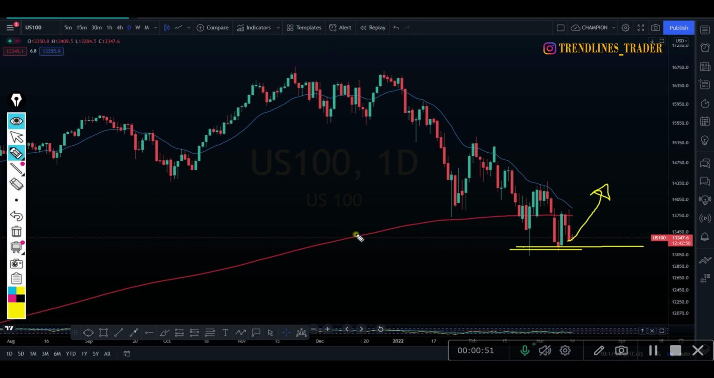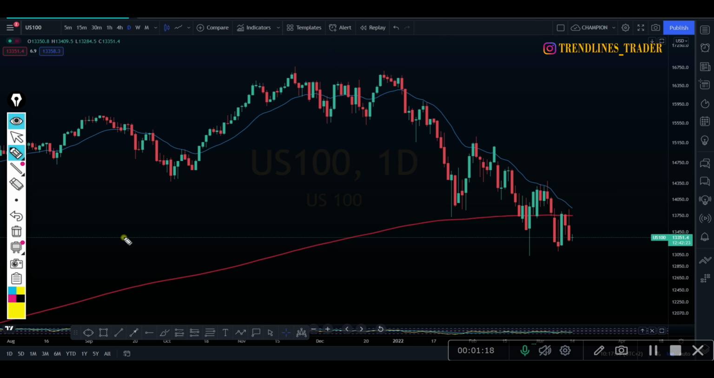So since we can see that our price is below our 200 SMA, 200 simple moving average, this is our indicator, we can say that our price is still having selling or bearish strong momentum.